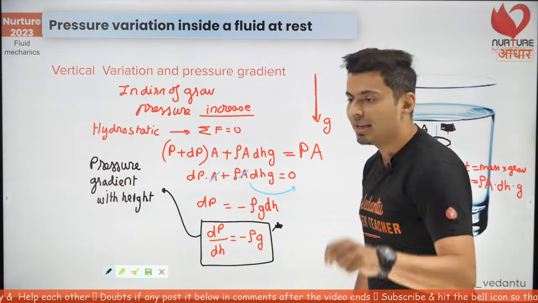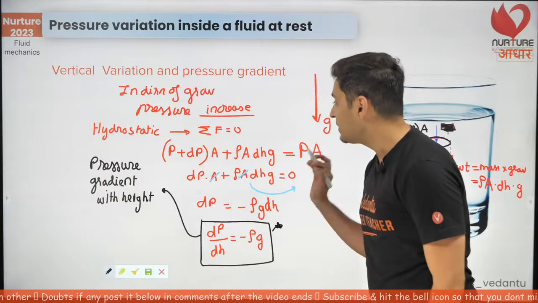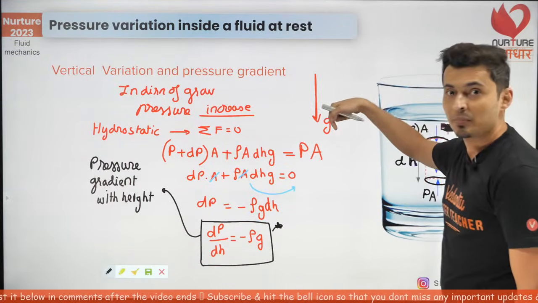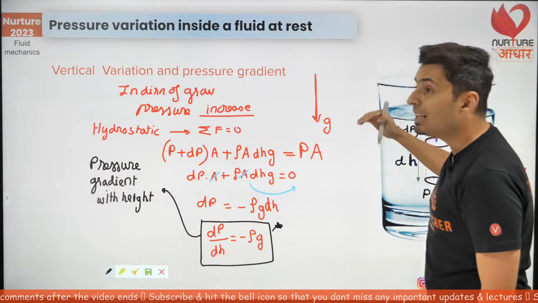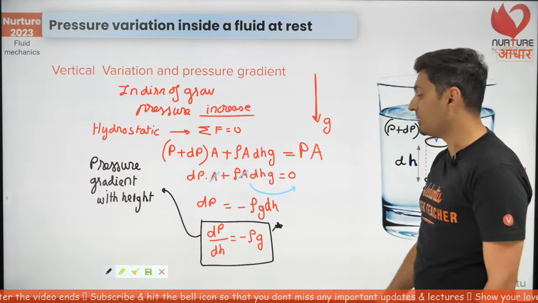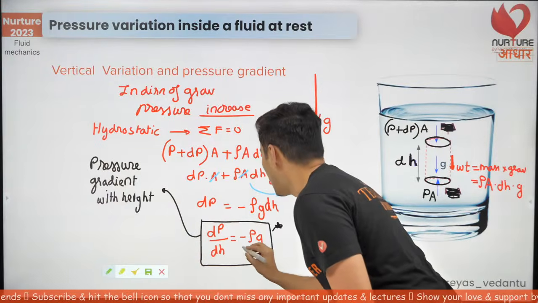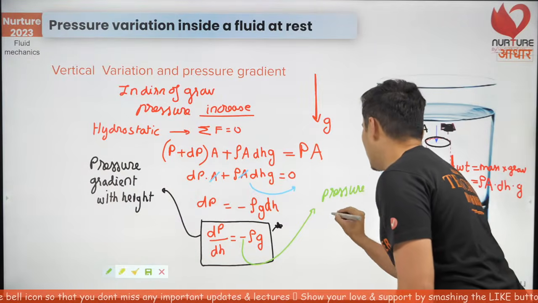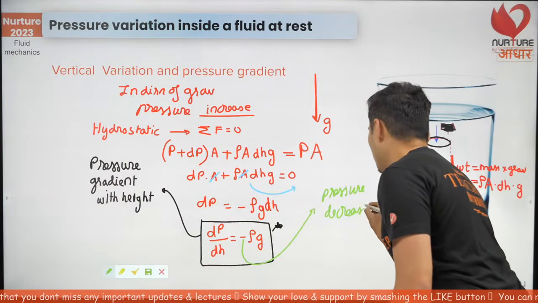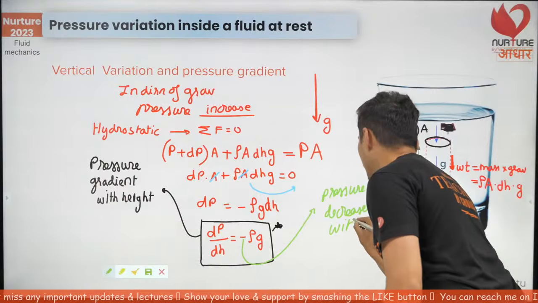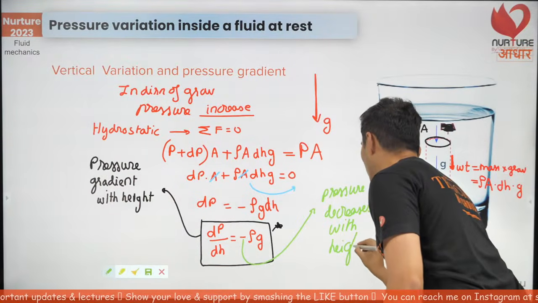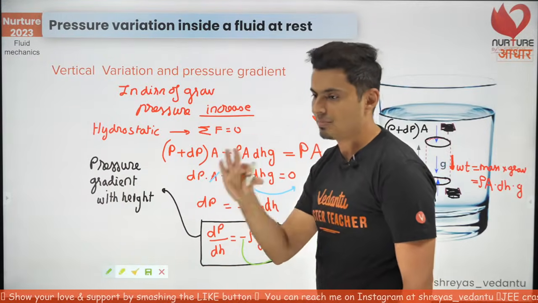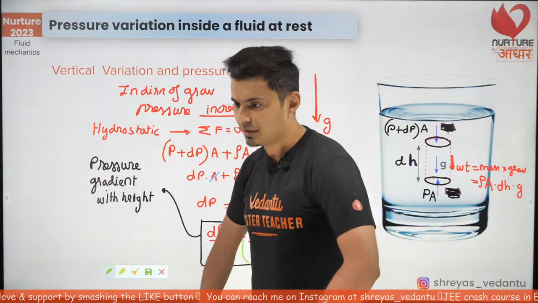Why is this minus coming out over here? The reason why this minus comes is because the pressure does not increase with height, it decreases with height. So this minus signifies the pressure decreases with height. That's the reason for that. As the height increases, the pressure decreases. As simple as that. Very good.